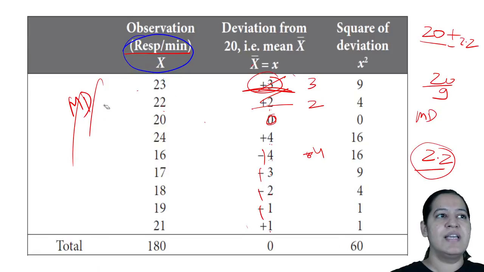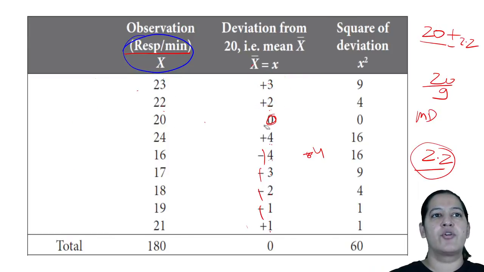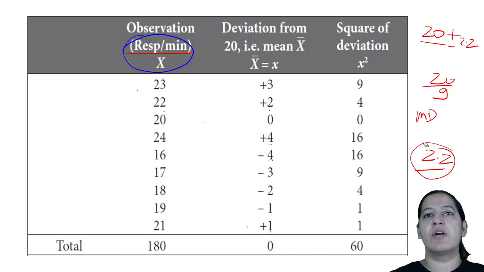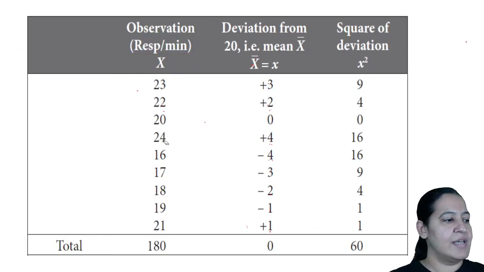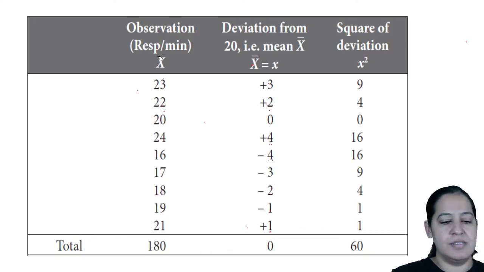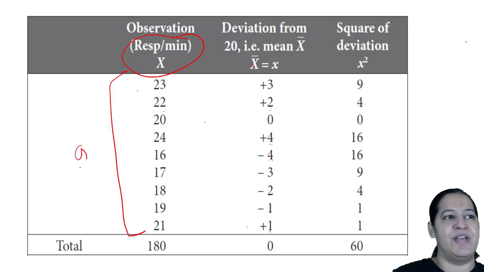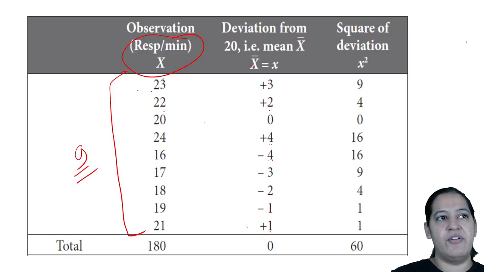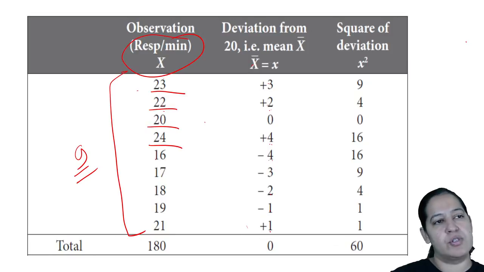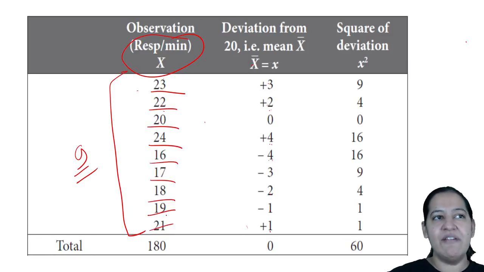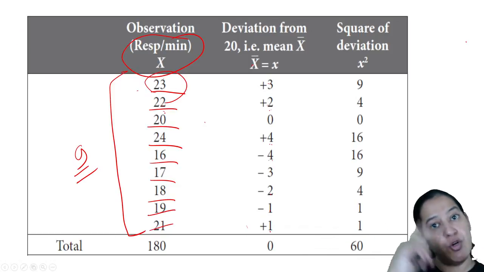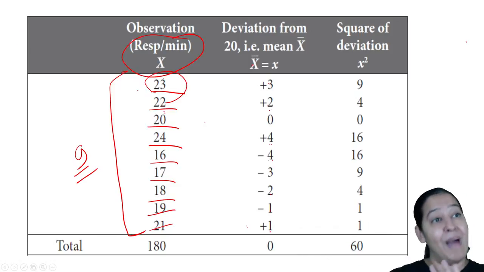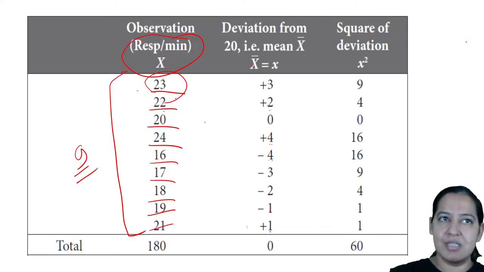So you can see this is ungrouped data. You can't find grouping in it. Grouping matlab kya hota hai? What is this ungrouped data here? You can see this is the respiratory rate per minute of nine subjects, nine patients. So the first person has a respiratory rate of 23, 22, 20, 24, and so on. So the data is only one number. It is 23 itself. It is not 20 to 25. That 20 to 25 is grouped data. Wo baad mein batati hu. Pehle just understand ungrouped data. So this is the ungrouped data.